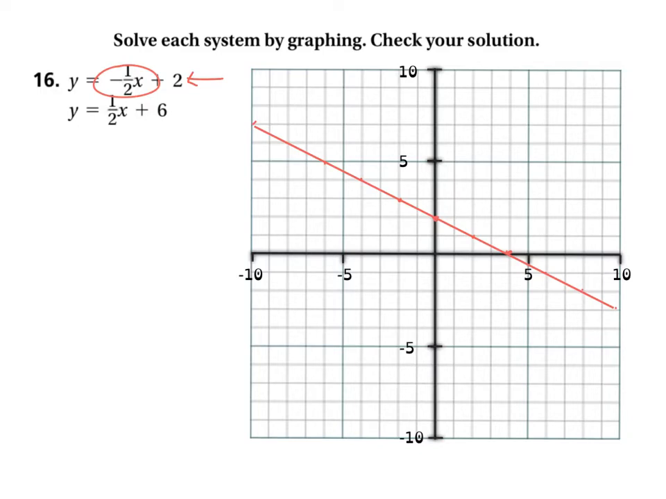Okay, and there it is. That's the line. So let's do the same thing here for the next equation. We've got a y-intercept of 6. That's right here. And then we have a slope of 1/2. That means rise 1, run 2. Rise 1, run 2. We'll keep doing that. And we'll do it in the other direction too.